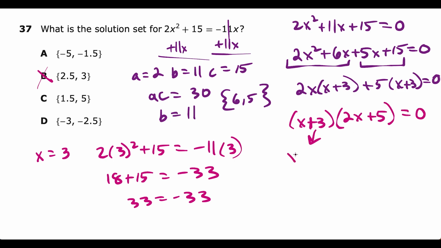And now set each factor equal to 0. We got x plus 3 equals 0. We got 2x plus 5 equals 0. This will give us x equals negative 3. And x equals negative 3 only shows up in one answer choice. So this has to be the answer.